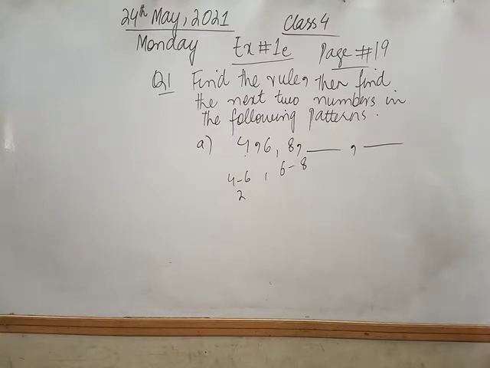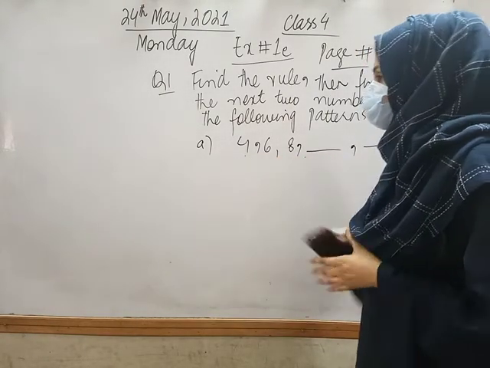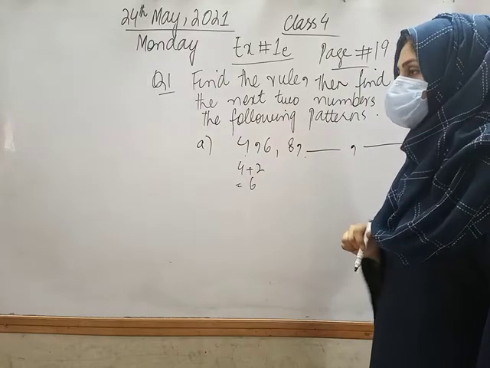When you subtract 6 from 8, class, what do you have? 2 again. It means we are getting a difference of 2 here. So class, according to this part, the first term is 4. What will we add to 4 so that we get 6? 4 plus 2, we have 6.